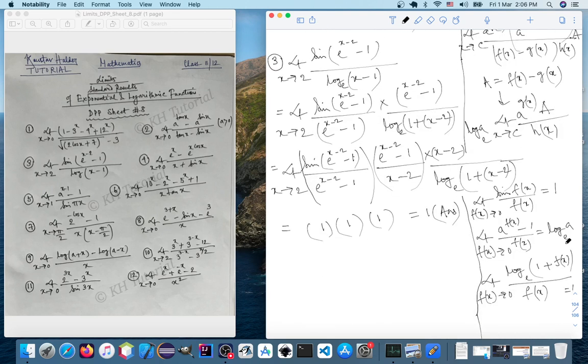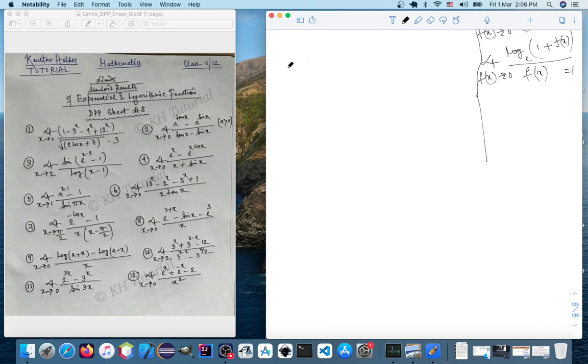Okay, let's do problem number 4. It says limit x tending to 0 of e to the power x minus e to the power x cos x divided by x plus sin x. So again here in this problem we see two terms of the form a to the power of something. The base is the same, but the functions of x are different. In the first term it is x, in the second term it is x cos x. So we would like to take the second term as common.